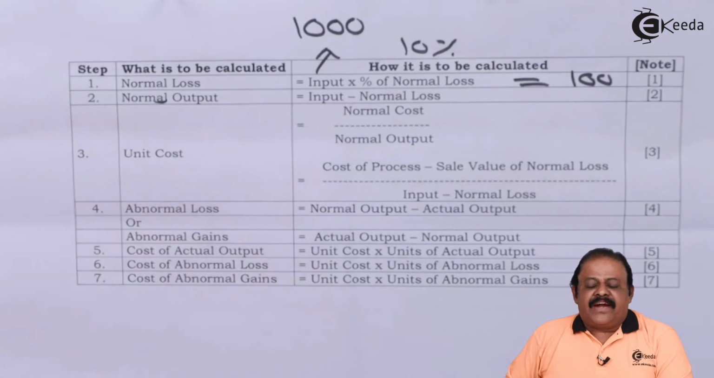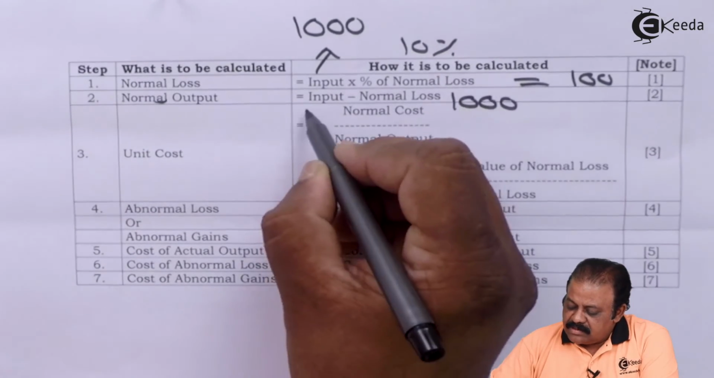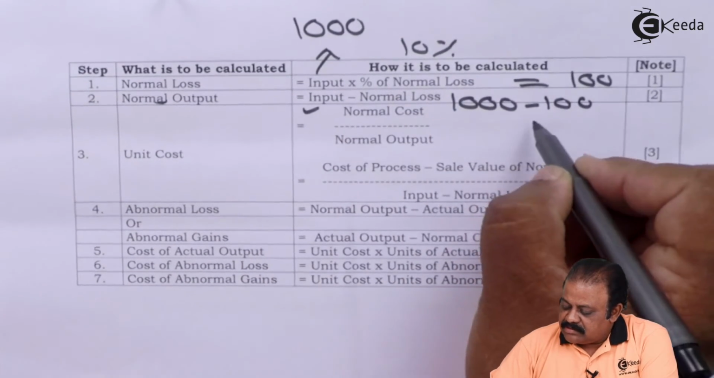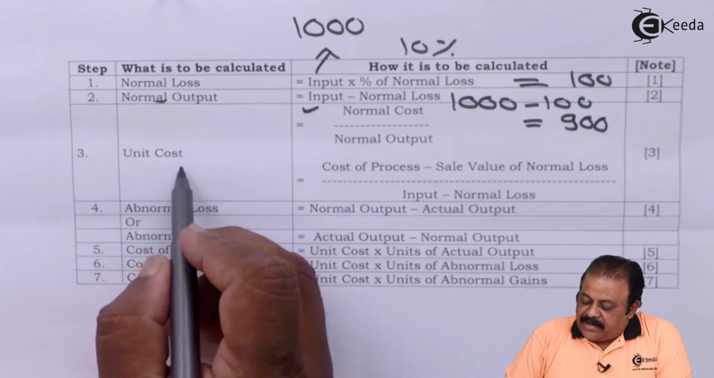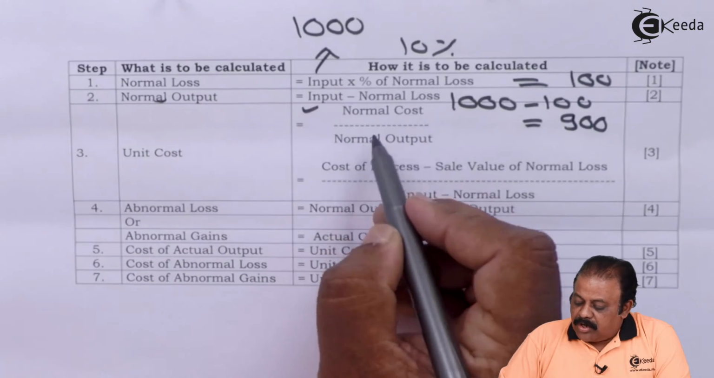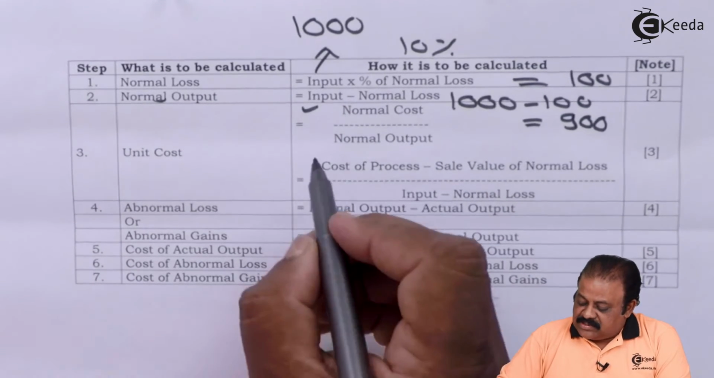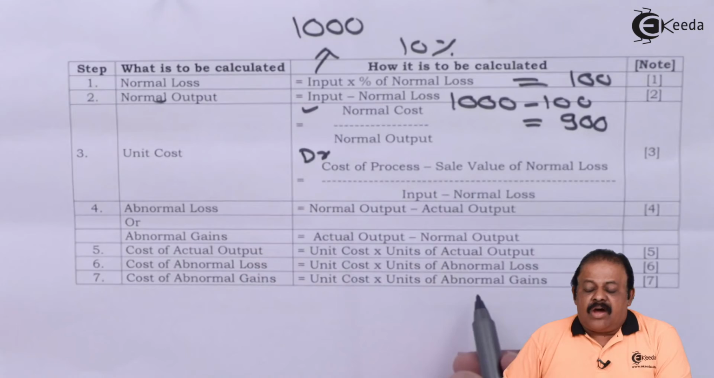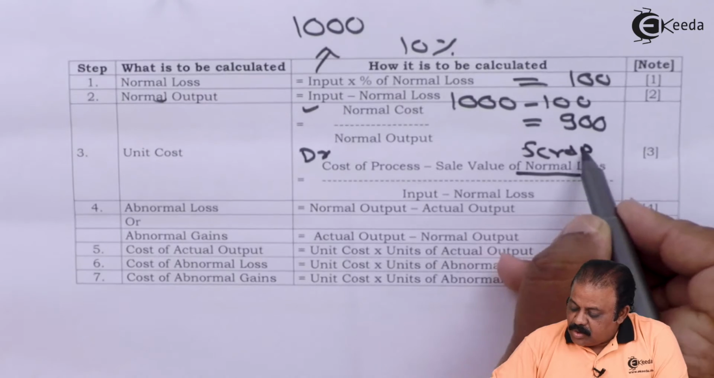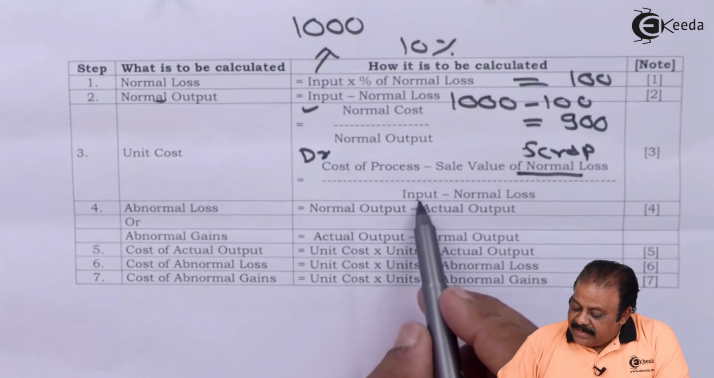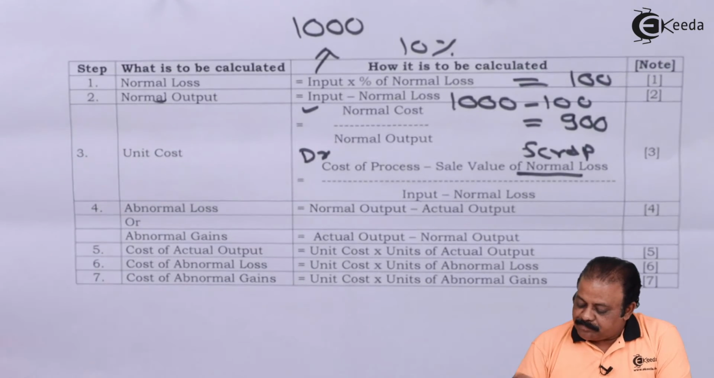Normal output we are required to find out. So input is, say, suppose 1000 units, normal loss 100 units. So 900 units will be normal output. If we are required to find out unit cost, the formula is normal cost divided by normal output. That is cost of process, that is total of debit side, total of all expenses, minus sale value of normal loss, that is scrap value of normal loss unit sold, divided by input minus normal loss. Input minus normal loss means expected output.